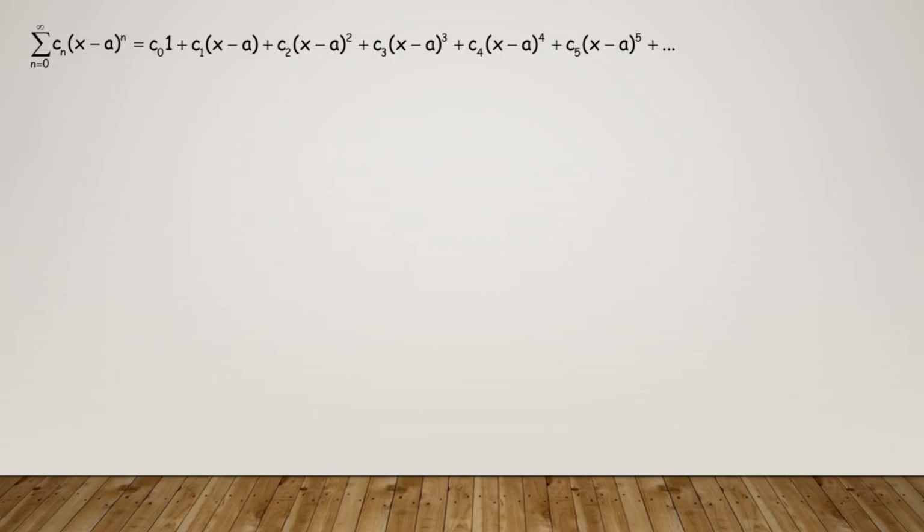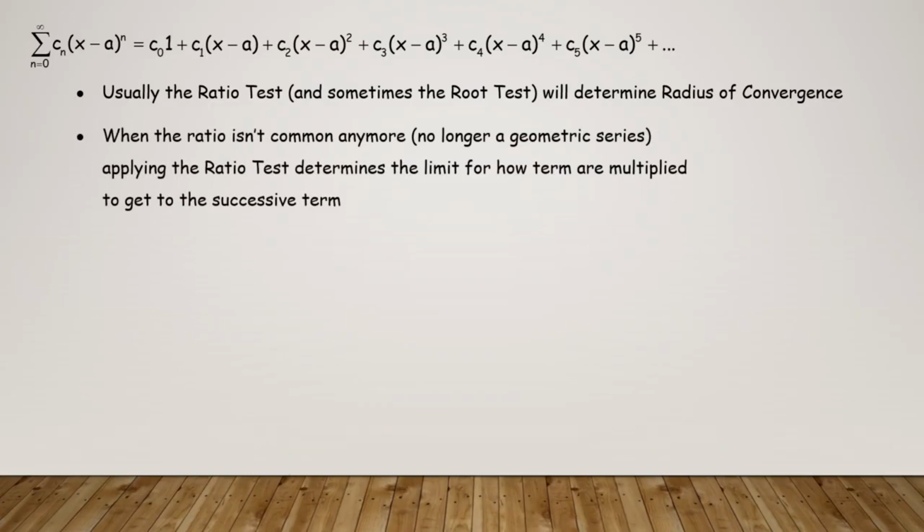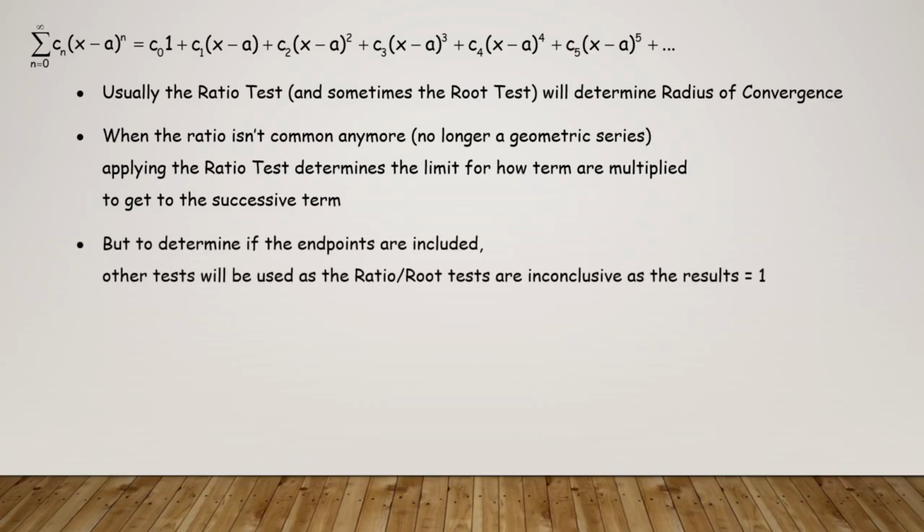To determine the radius of convergence, we're likely to use the ratio test and occasionally the root test. Now, the ratio test helps us determine what essentially is happening as we go from term to successive term. Again, we can't guarantee that this is going to be a geometric series. But the ratio and root tests are not helpful when we're determining the endpoints because we would get back inconclusive results. This is best demonstrated by the numerous examples to follow.